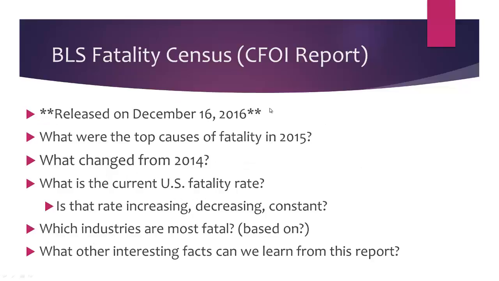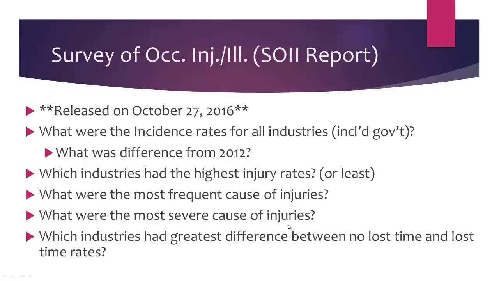So in the fatality data, again, it was released December 16, 2016, so you can verify it at the top of the report. It's a news release. We want to investigate the top causes of fatality, what changed from 2014, what is the current U.S. fatality rate, is it going up, going down, staying consistent, which industries are most fatal, and what are some of the interesting facts we can learn.